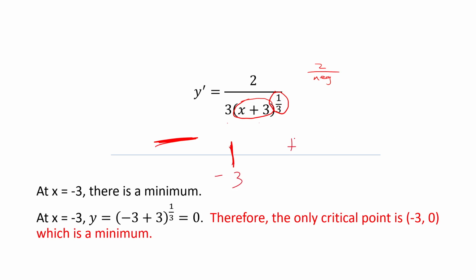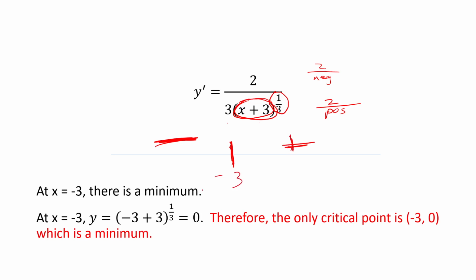How about to the right of -3? Well, any number to the right of -3 will do. Let's say we take the number 100. If I plug the number 100 in for x, then I'm taking the third root of 103. That's a positive value. Multiplied by 3 is still positive. So in that case, my first derivative will be 2 over a positive value, which will also be positive. So this is a critical number that is representing a minimum, because I have a negative first derivative, an undefined first derivative, and then a positive first derivative.